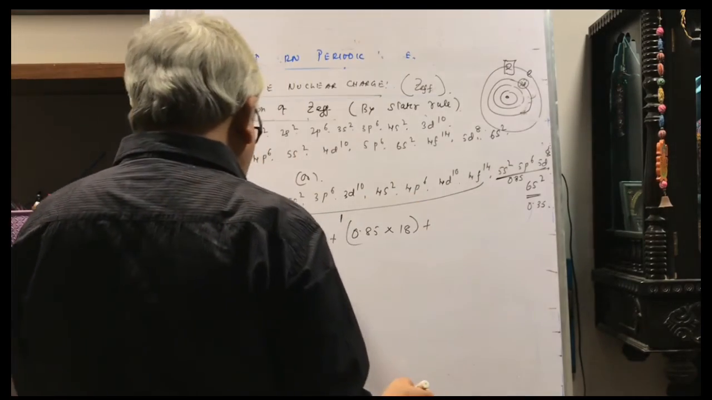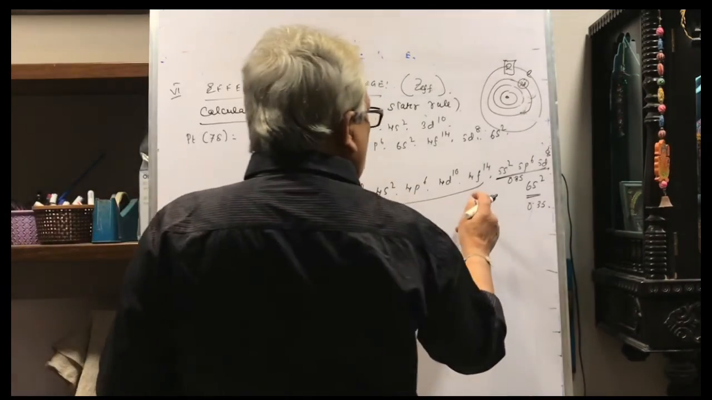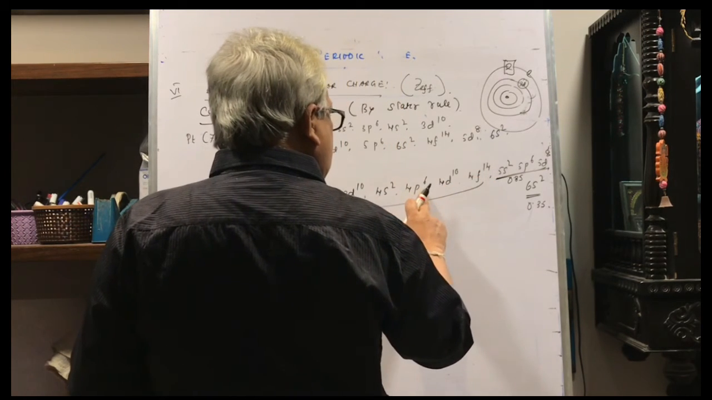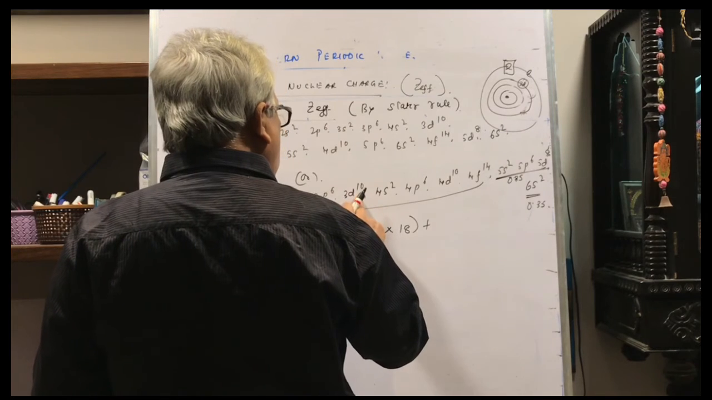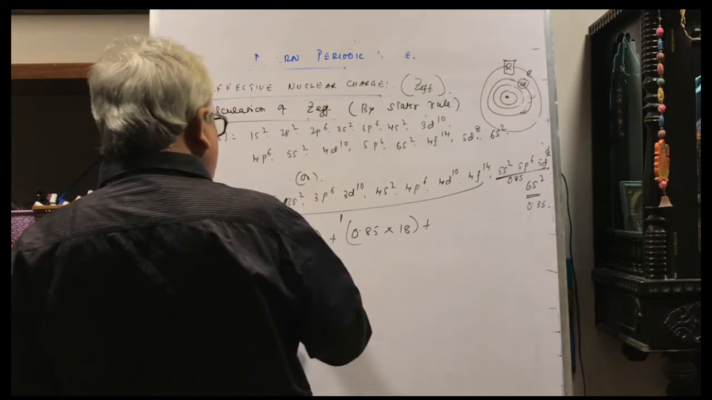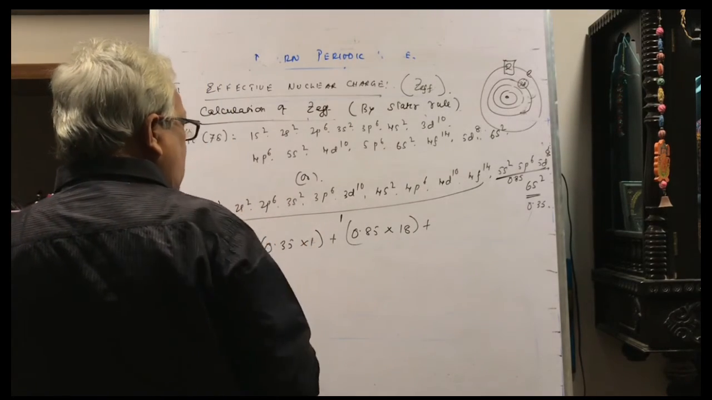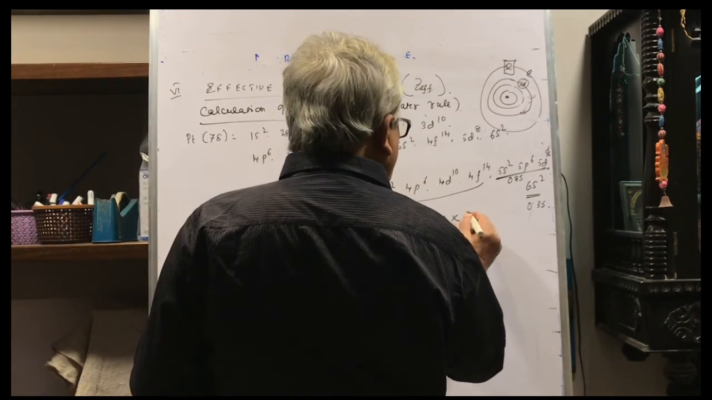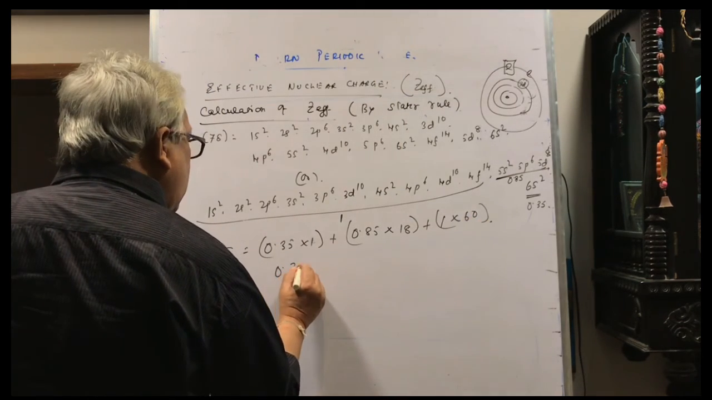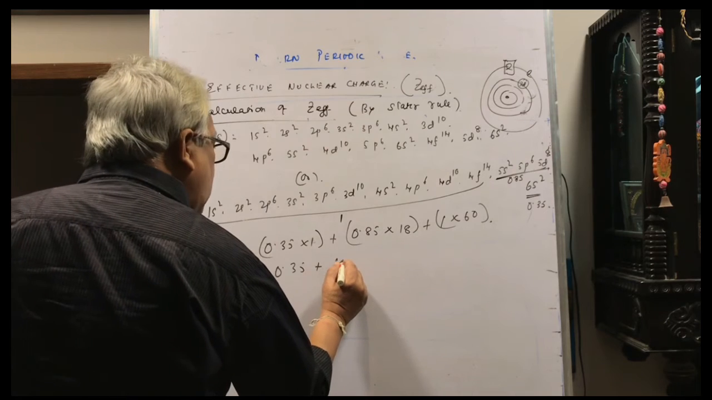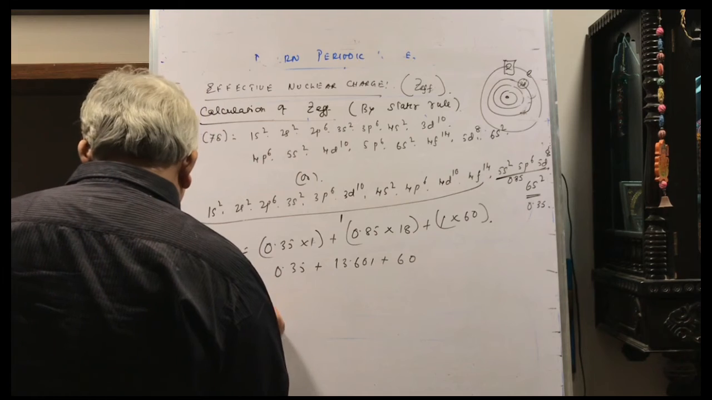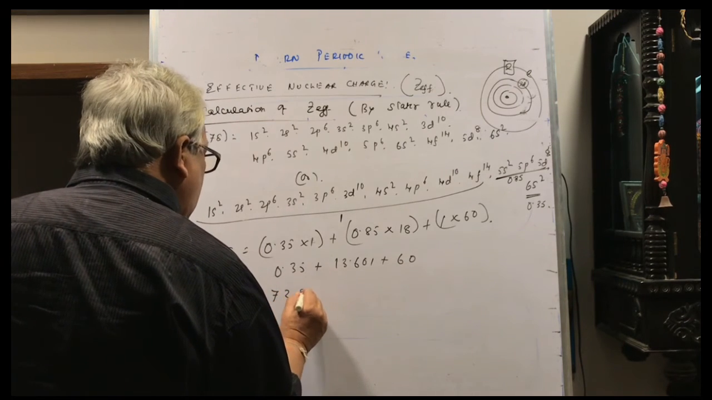And that will be total, if you count, 24 plus 6, 30, 32, 42, 48, 50, 56, 58, 60. So it will be 1 into 60. So this will come to 0.35 plus 13.601 plus 60. So this will come to 73.95.